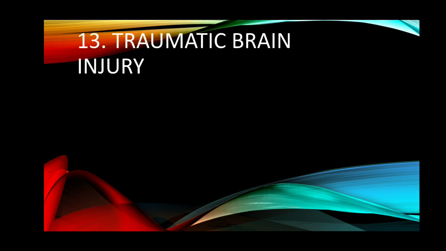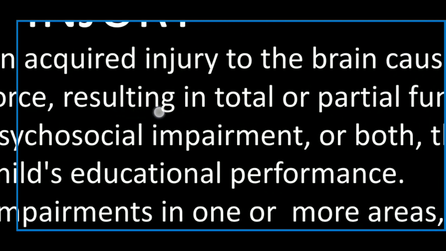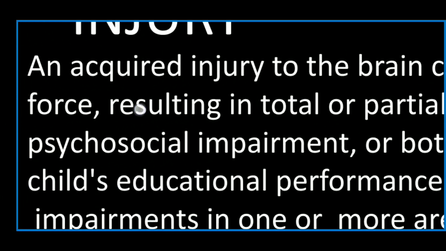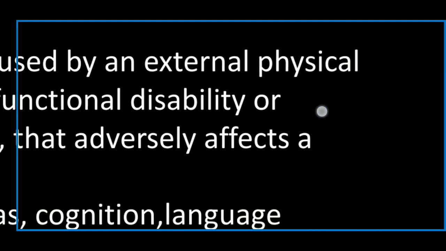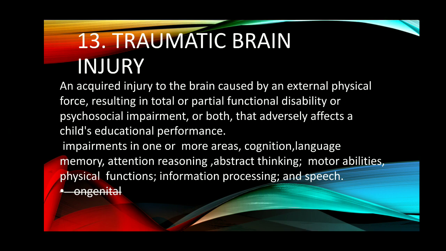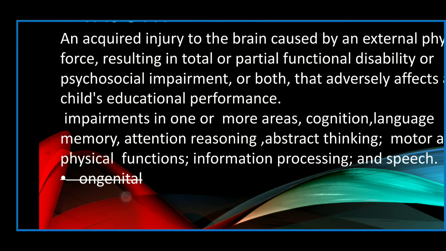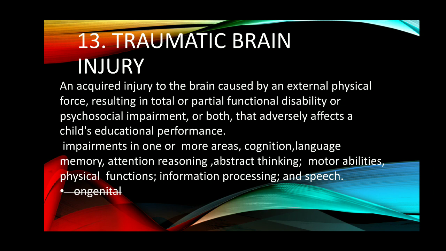At number 13, we have traumatic brain injury. It is an acquired injury to the brain caused by an external physical force. The word acquired must be noted here. This disability is caused by an external physical force, and it can affect your thinking, your reasoning, your whole information processing system, your memory, and all the things here. You should focus on the last point: it would not be congenital. That means it would be caused by some kind of injury inside or outside the head. This was number 13.